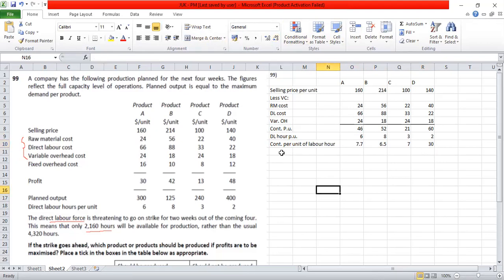Now, from this we have to rank the products. Whichever has the highest contribution per labor hour will be ranked first, because that's the constraint. Second in the order goes A. A is the second one. Then we see C is 3, and then we have D as 4.